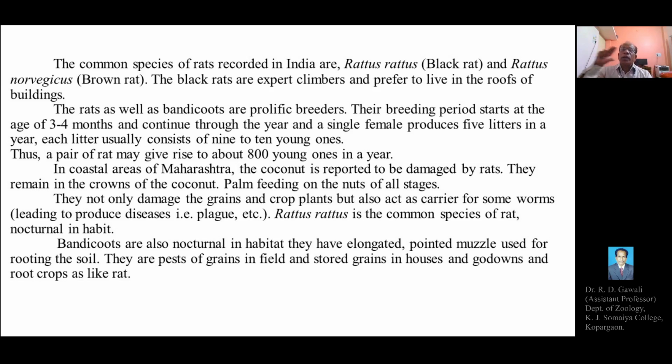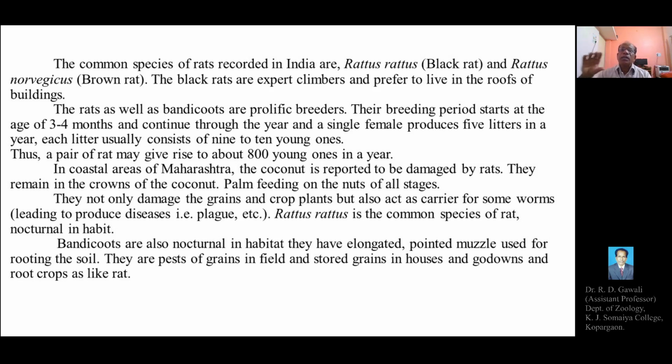They have an elongated pointed muzzle used for rooting the soil or for the preparation of burrows. They are pests of grains in the field and stored grains in houses and godowns, and of root crops, like the rat.